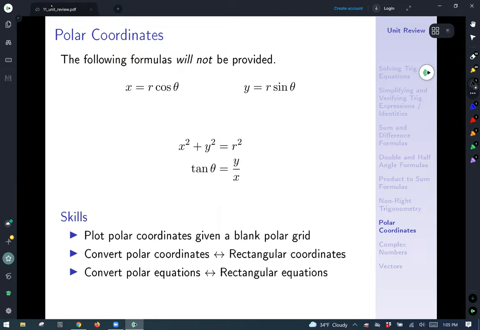So skills I want you guys to be able to do with respect to polar coordinates is to plot polar coordinates given a blank grid, convert polar coordinates back and forth between polar and rectangular, and the equations as well. And then after we do that, we'll get into the graphing expectations as well.